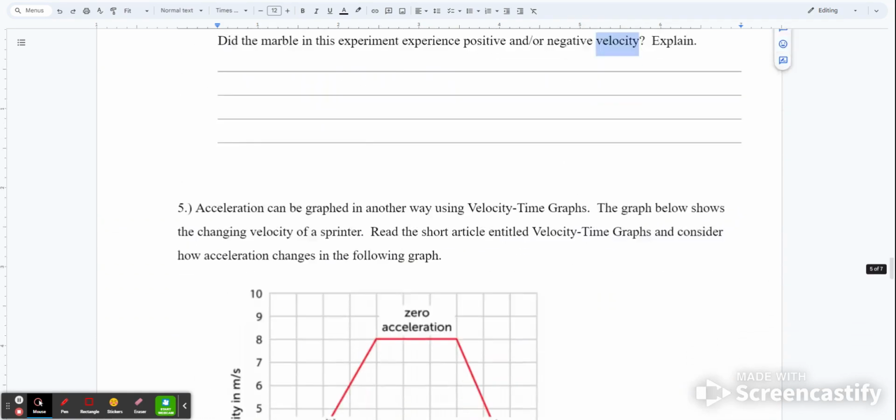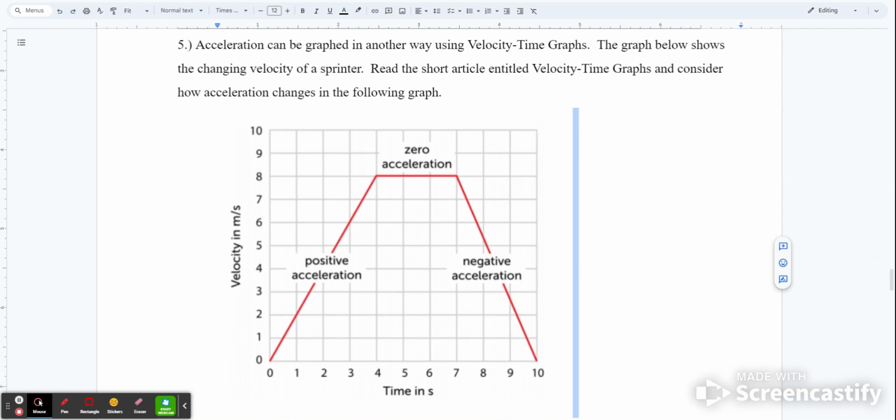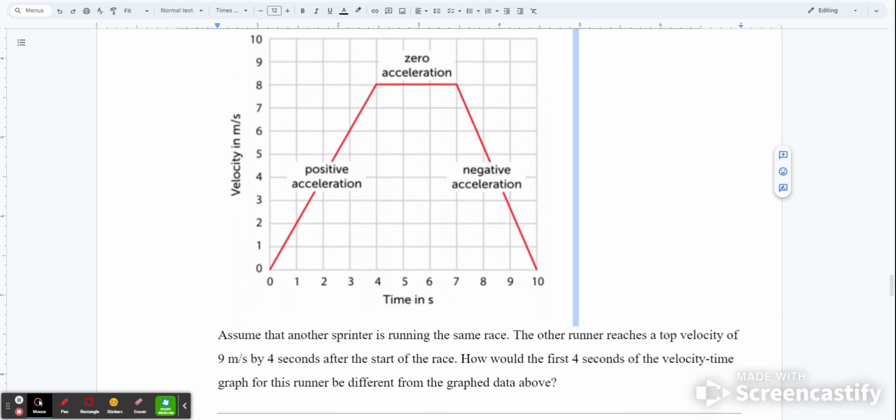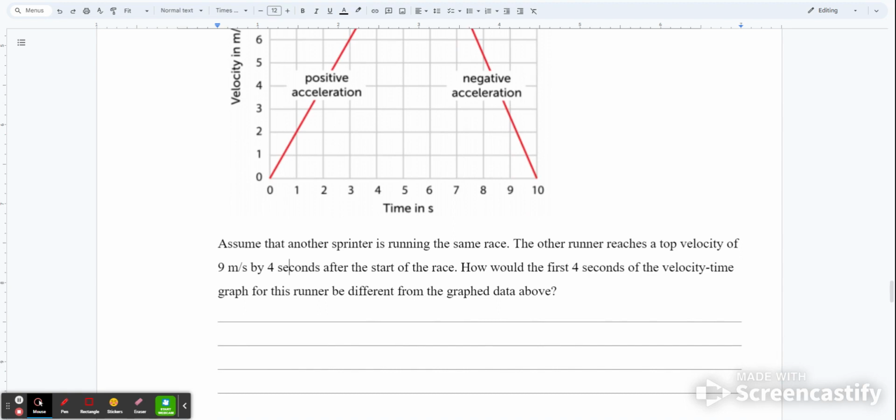Next, question 5. Acceleration can be graphed in another way using a velocity time graph. It shows the changing velocity of a sprinter. This person is the first runner that we're talking about, but then they ask you to assume another sprinter is running the same race, and they get to a top velocity of 9 meters per second by 4 seconds. My best suggestion to you would be to sketch this second runner on your graph and then discuss below.